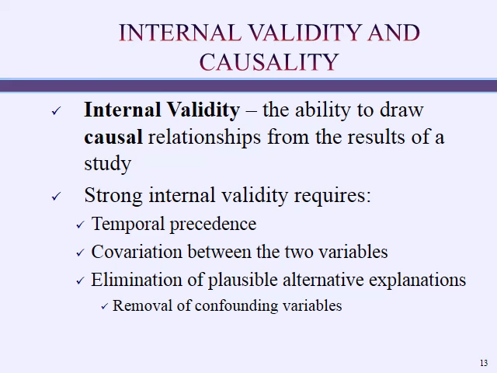Finally, the elimination of plausible alternative explanations. So was it the economy or was it the blood pressure drug? Being able to remove all confounding variables. So if we're able to demonstrate that X came before Y in time, that there's a strong relationship, so say there's a strong correlation between X and Y, and we're able to eliminate all confounding variables, so we've done a really good control type study, we would have strong internal validity.